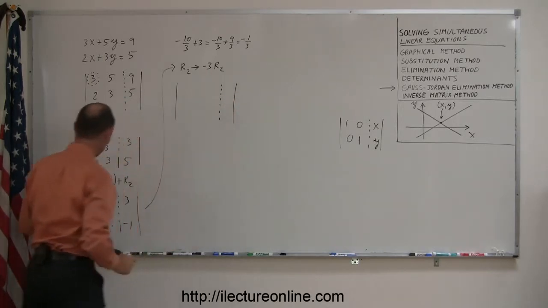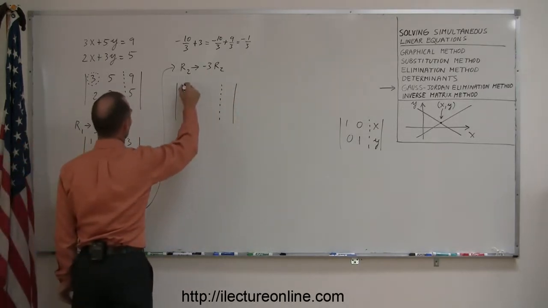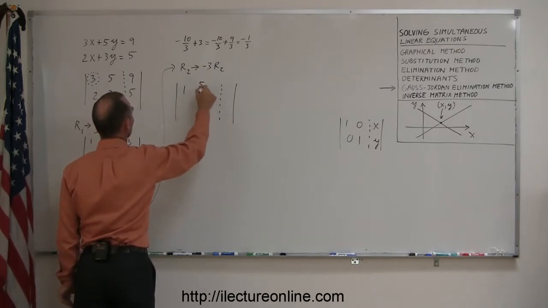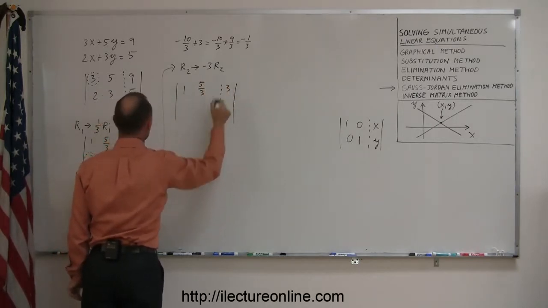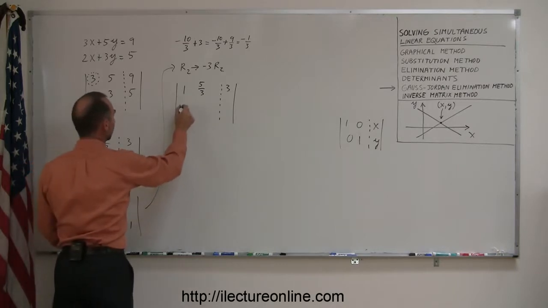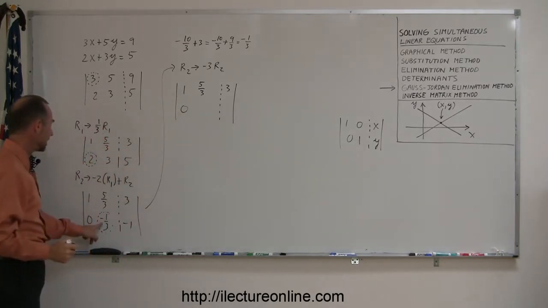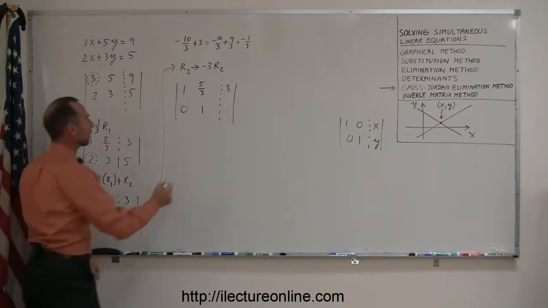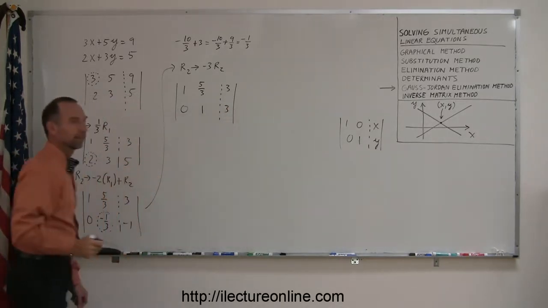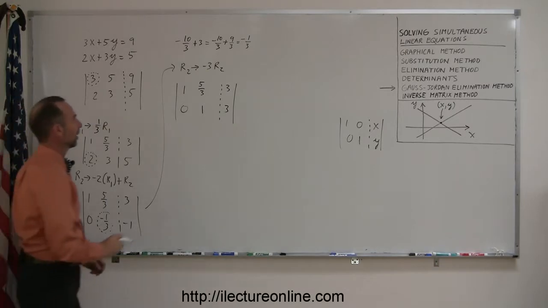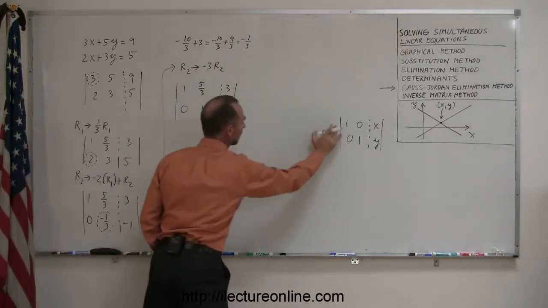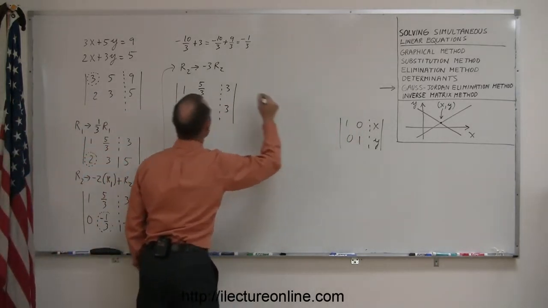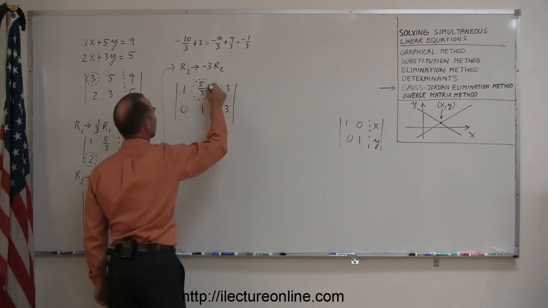Notice that nothing changes in the first row, so that still remains as a 1, a 5 over 3, and a 3. The 0 doesn't change. If I multiply this by a negative 3, I get a 1. If I multiply this by negative 3, I get a 3. Almost there. Notice I have a 1, a 0, and a 1, just what I need over here. Now I need to take this number and turn it into a 0.